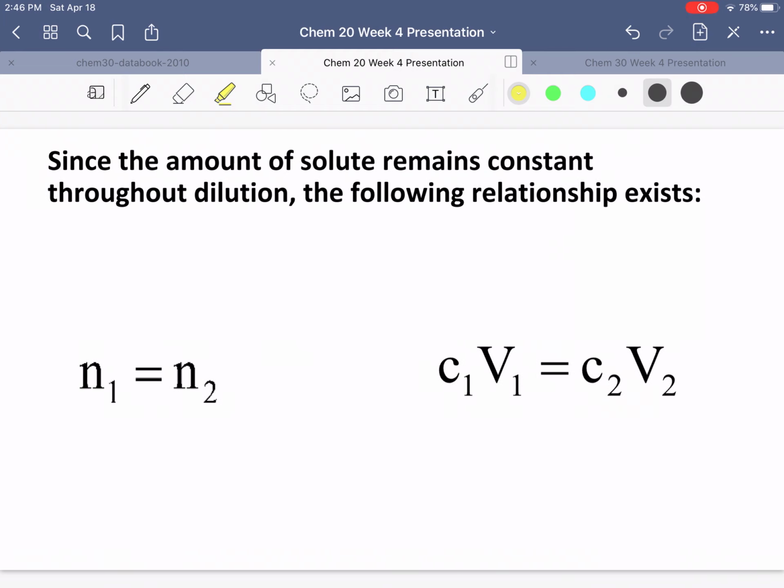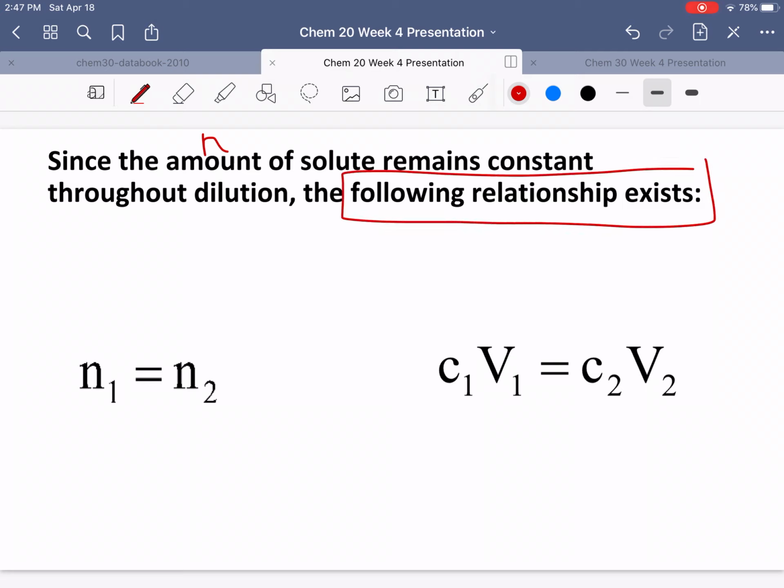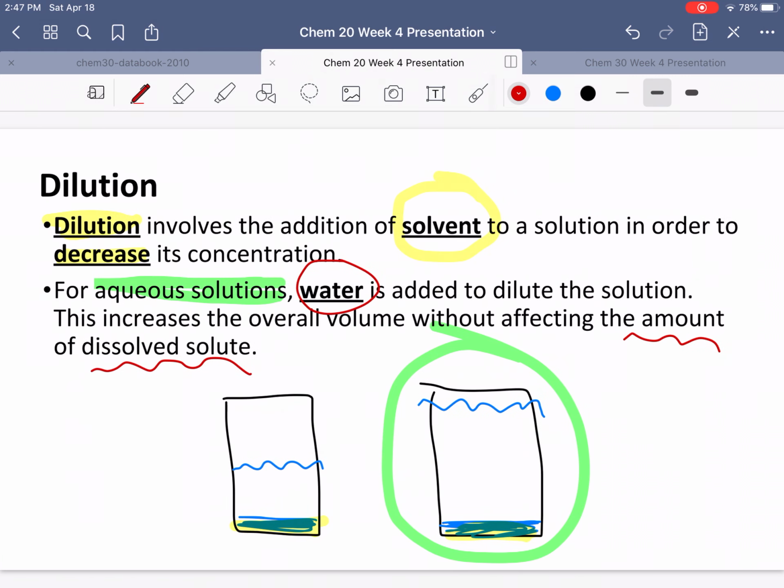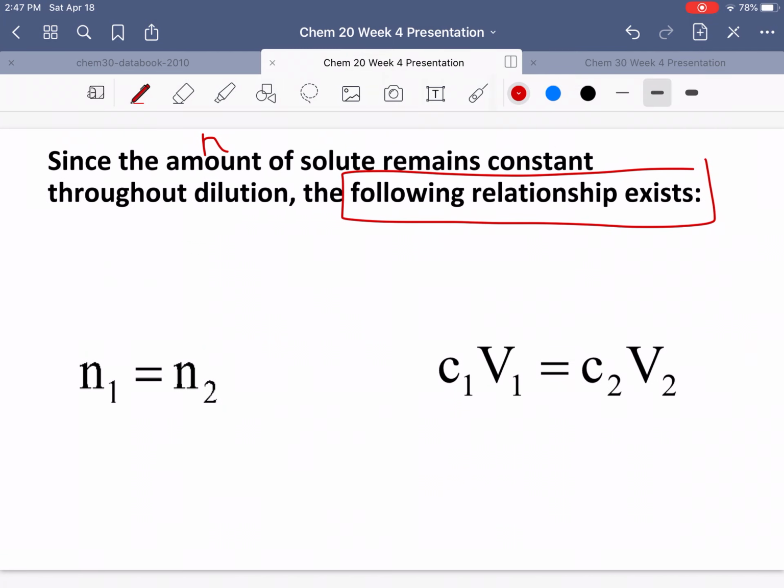Okay, let's keep going. Since the amount, meaning n, the amount of solute, remains constant, we have a cool relationship that exists. Again, the amount, how much was dissolved, is the same. What changed was the volume of the solvent added. So that means that n, the amount we start with, is exactly equal to the amount we finish with. There's no difference between those two.